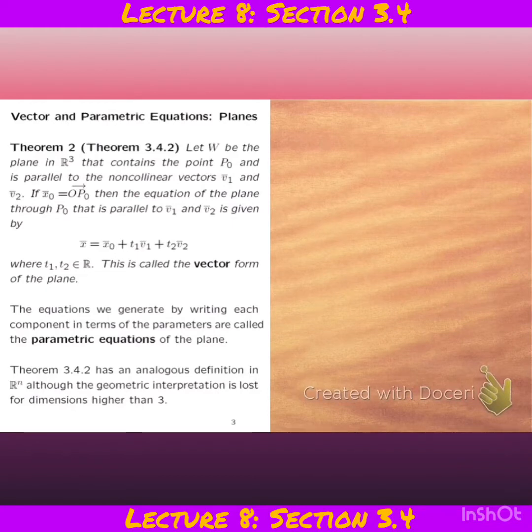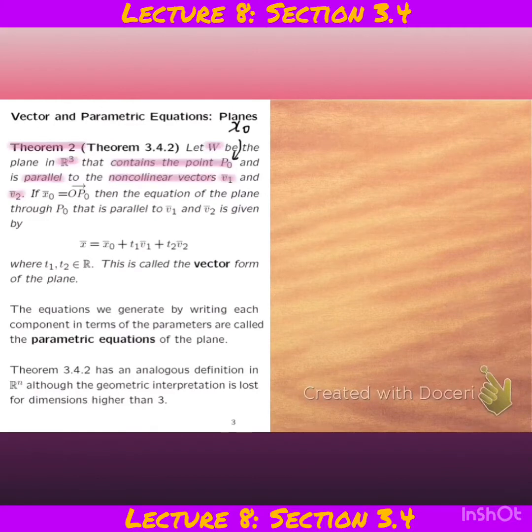Now that is the whole aim of Theorem 2. So now we're not dealing with a straight line, we're dealing with a plane. Let W be a plane in R3 that contains the point P0. In the textbook again, this point is called the point x0. And we want this plane to be parallel to the non-collinear vectors v1 and v2.